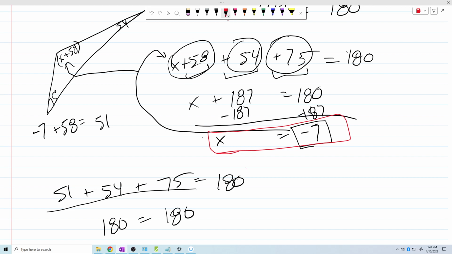It's not always going to be negative, but whatever you get here, if you plug it back in and you don't get this, if you get maybe 160 equals 180, then yeah, something went wrong. Look at it once again.